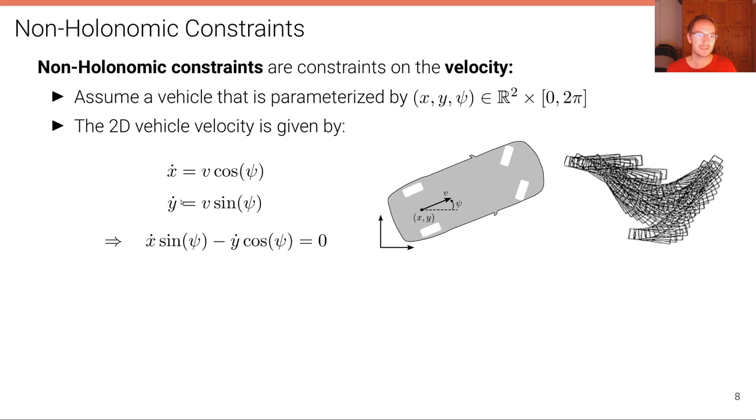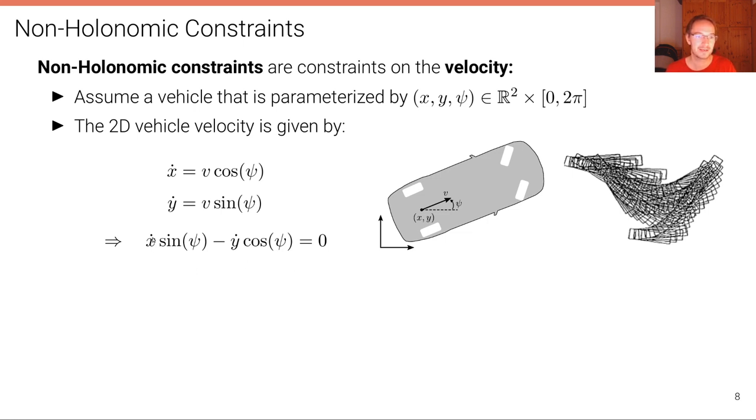Similarly, we can also consider the y component of the velocity vector, which is simply the velocity times the sine of psi, right? So this vector here is simply this vector here, basic trigonometry. Now, if we solve the second equation for v and plug it into the first expression, such that we only obtain one expression in the end, we obtain this expression here.